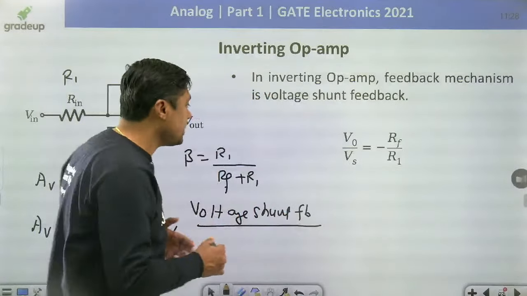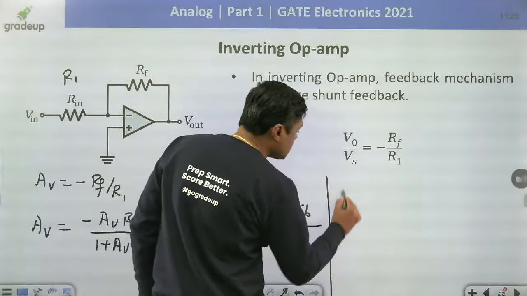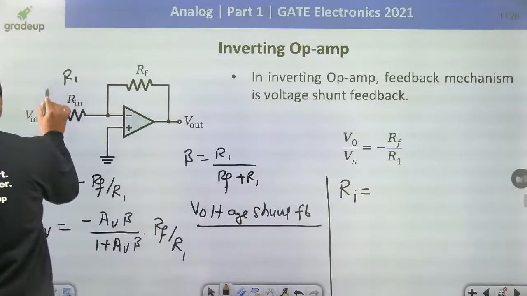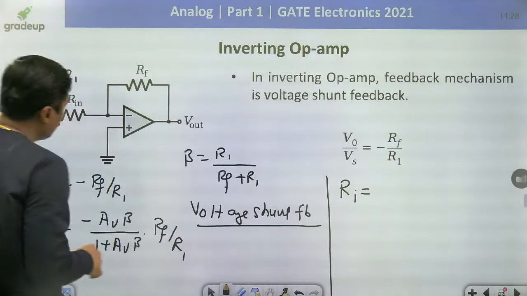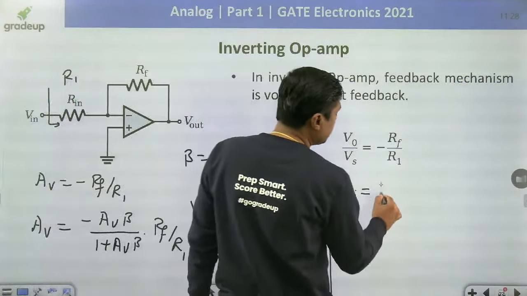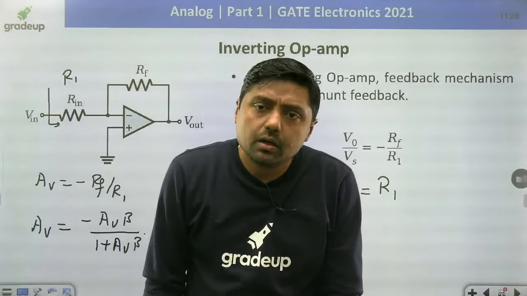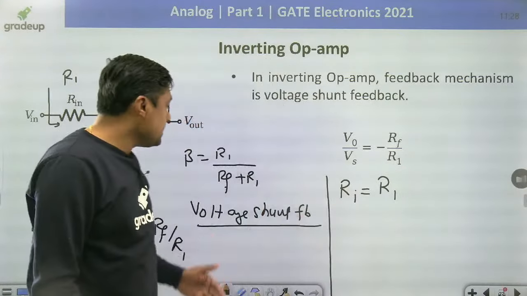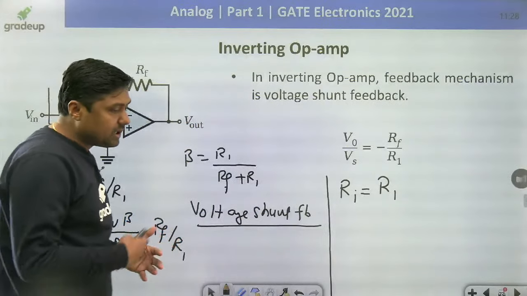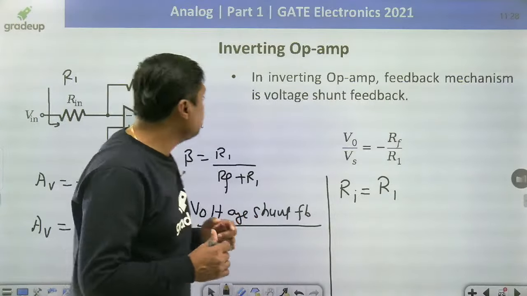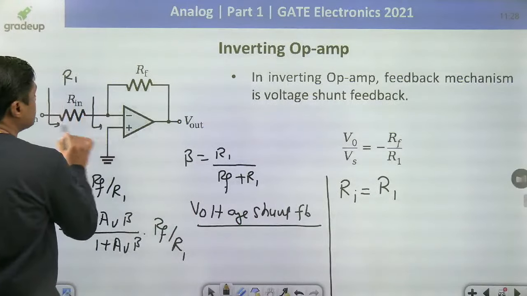So input resistance for this amplifier, always remember, is the input resistance seen by this battery. Always remember the input resistance is nothing but R1 under ideal condition. The feedback mechanism is voltage shunt feedback, and that's why if we want the input resistance up to this point, always remember input resistance up to this point.